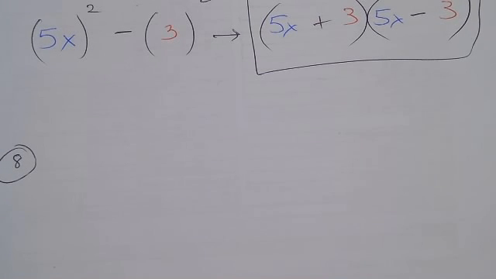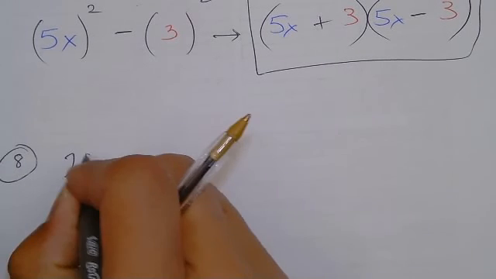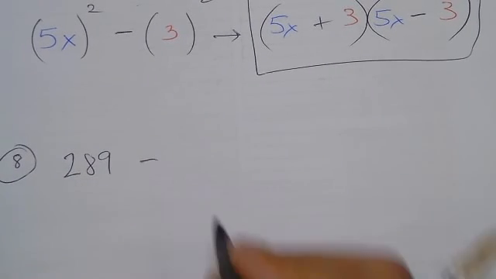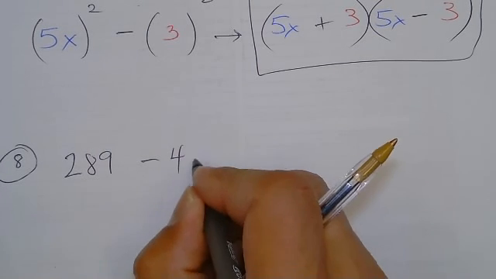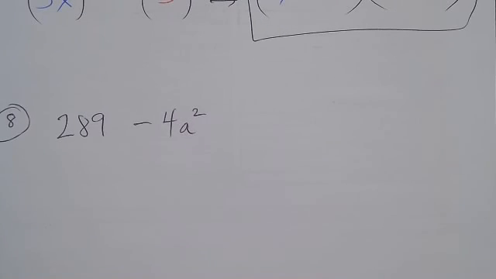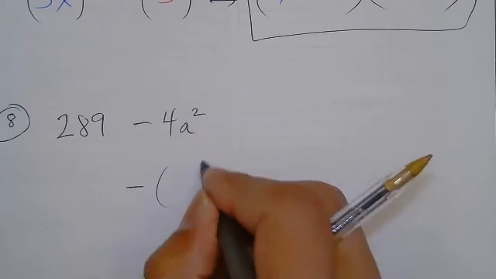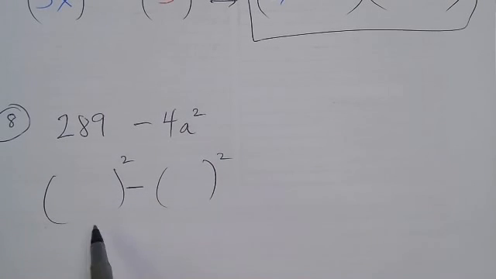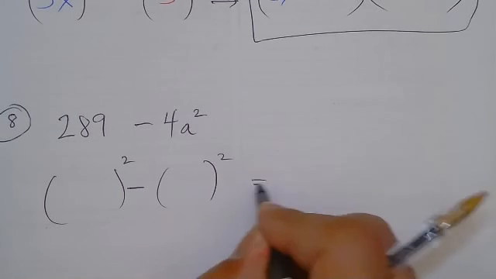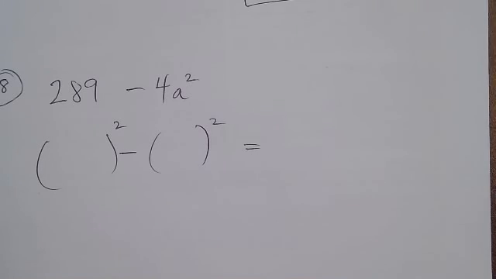How about, let's see, I'm going to put one you don't know. 289 minus 4a squared. Well, we have the difference part. Can you tell me what is being squared here? Because if you can figure out what goes in here, we can get it.